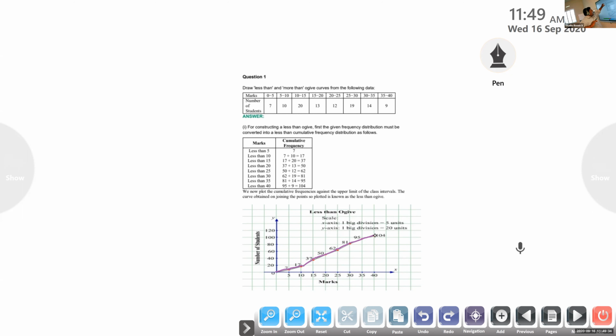So the method is this. First of all, we want to convert the question or the table into a less than cumulative frequency table. This is the first step. We should not make any mistake in this. If you make any mistakes in the calculation, everything will be in trouble. Less than 5, it is 7. For the next one, we want to add 7 plus 10, that's less than 10, which is 17.